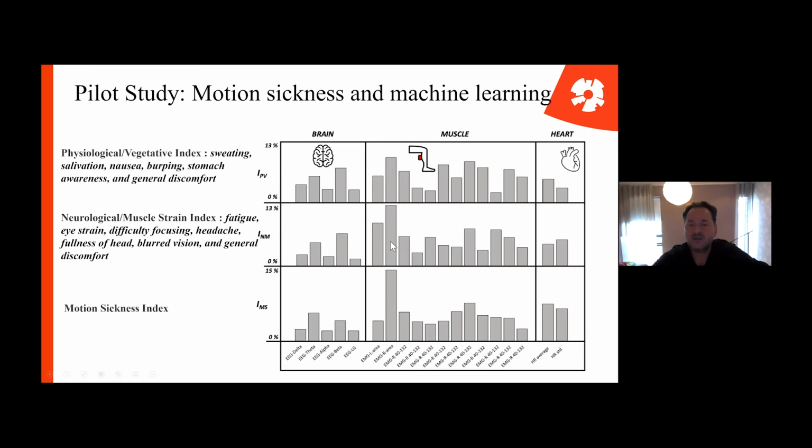You see that the area of the muscle contraction scores the most. So it's the most important value to take into account while measuring motion sickness. And of course, all the others. If we measured only the area of the muscle electrical activity, we would not predict anything. But this, plus all the rest, gives the possibility to predict the physiological vegetative index, the neurological muscle index, or motion sickness. Meaning we can assess from the way your physiology responds whether or not you are sick.